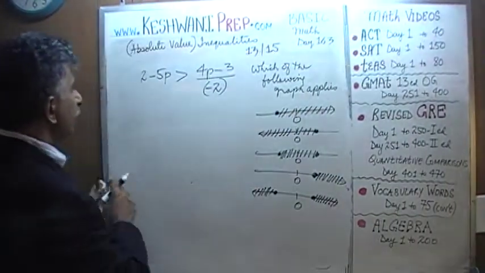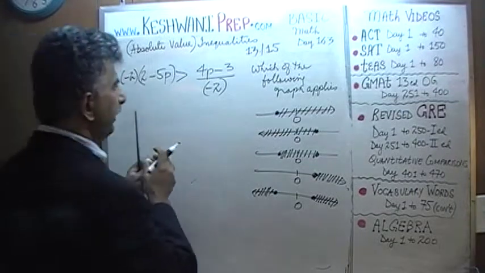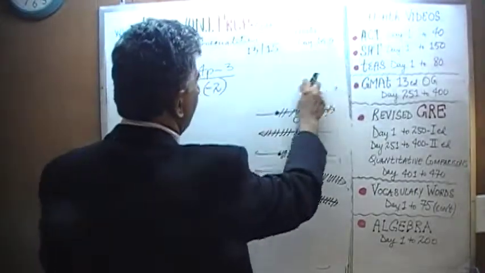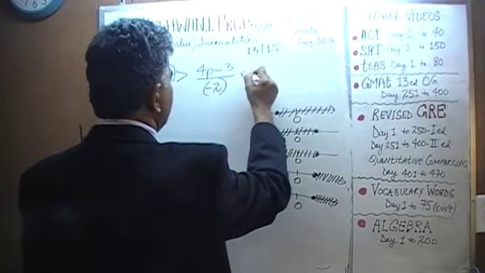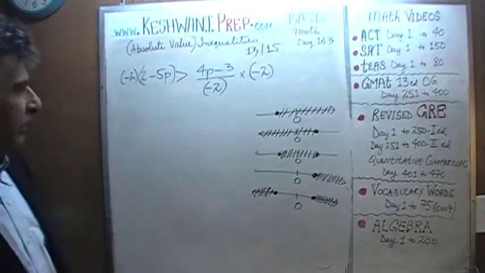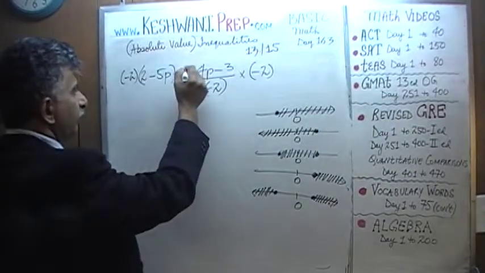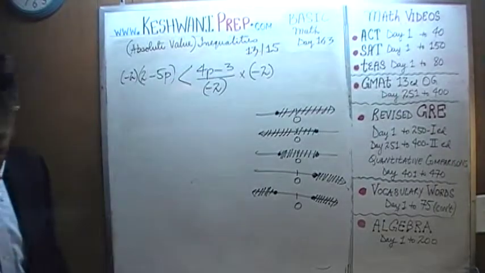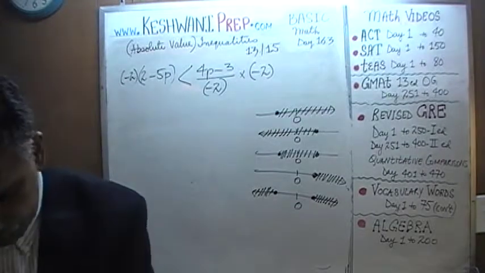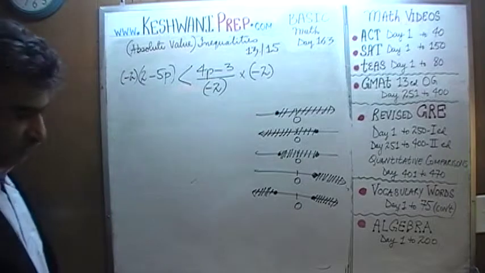We're going to multiply both sides of the inequality by negative 2. Multiply this side by negative 2, and multiply this side of the inequality by negative 2. And as soon as we multiply both sides by negative 2, we're going to switch the direction. Instead of less than, we're going to say it's greater than. You with me? The rest is very easy.